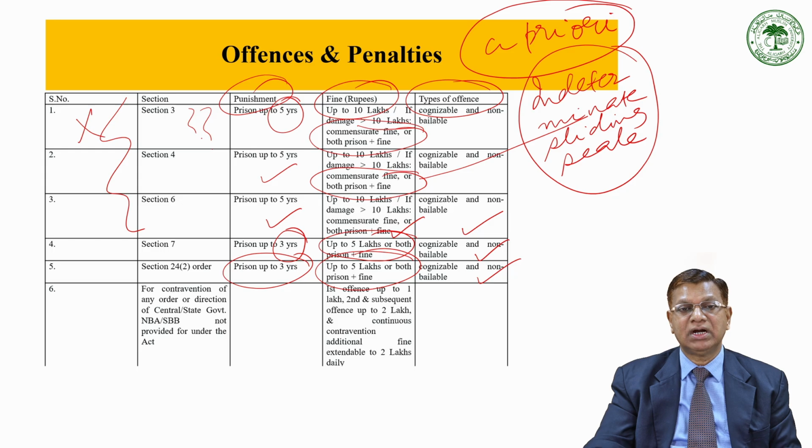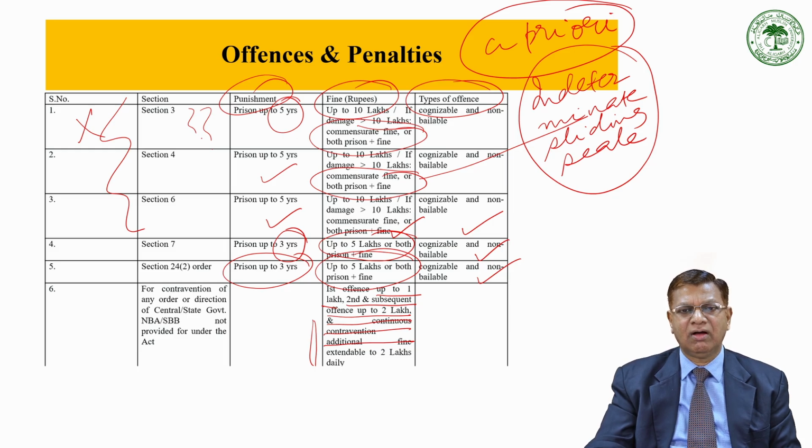Thus, we see that for contravention of any order or direction of the center or a state government, be that the National Biodiversity Authority, a state biodiversity board, or the Biodiversity Management Committee created under this act, the first time offense is going to be 1 lakh, the second subsequent offense is going to be 2 lakh, and continuous contravention is extendable to 2 lakh on a per day basis.